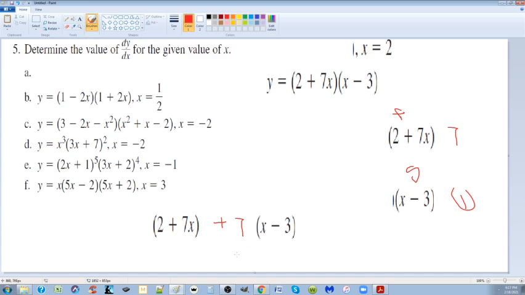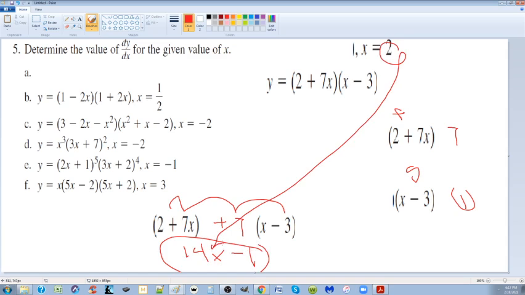If I expand it, I get 2 plus 7x plus 7x minus 3. So I get 14x minus 1. And then when I plug in 2 here, I get 28 minus 1. 27 is the slope of the tangent for this function when x is 2. It's the same thing we were doing before.